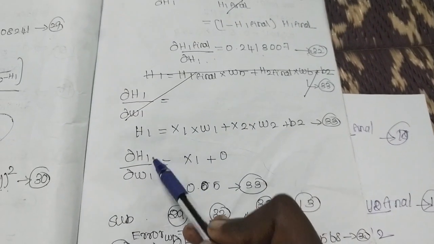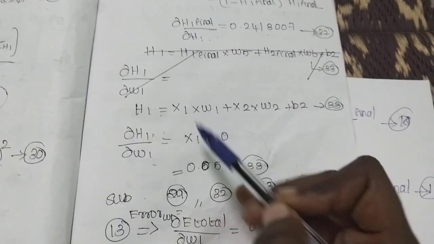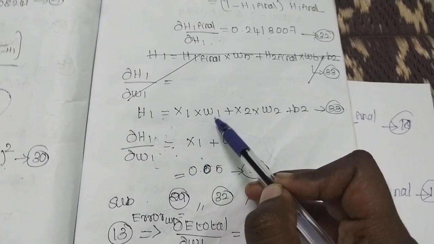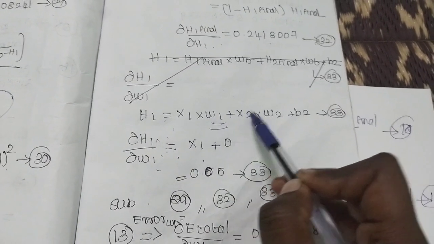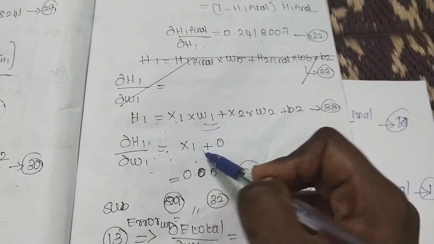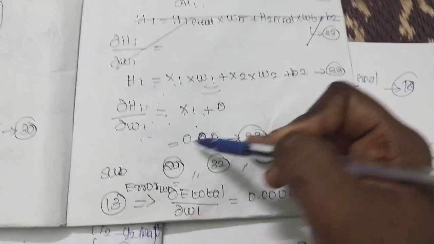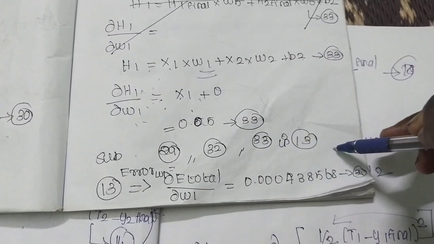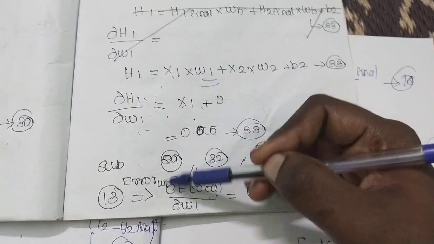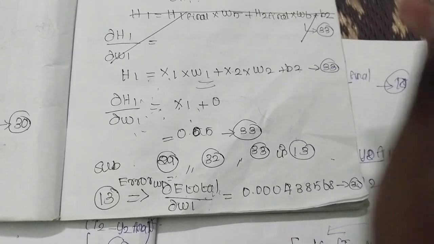Okay. Next I want to find out the value for ∂h1 by ∂w1. So this is the equation for h1. I am differentiating this equation with respect to w1. So here only the w1 term will remain, and the remaining terms are taken as zeros. So x1 only you consider here. Substitute the value for x1. This is the value for ∂h1 by ∂w1. You substitute all the values in equation number 13. You got the value for the error in w1, that is ∂Etotal by ∂w1. So this is the final value.